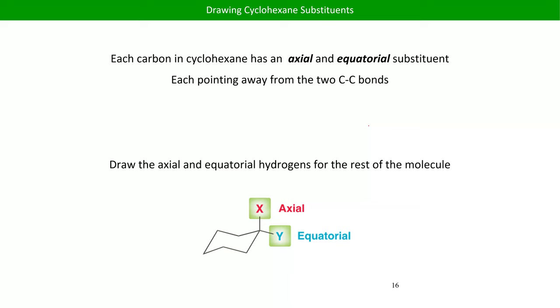So equatorial, just like equator, means it's pointed out right around the circumference of the molecule, pointed away from everything else. And axial means pointed up and down relative to the rest of the molecule. Right? So it can be helpful also to draw this with the wedges and dashes a little bit so that you can look at it.